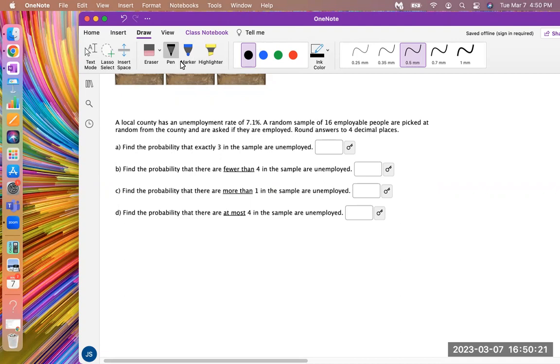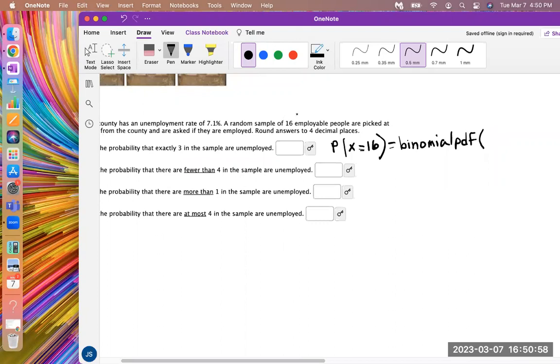So this looks like this. The notation for that looks like P, and sometimes they do X equals 16. The probability that the number of successes is equal to exactly 16. That is equal to the binomial, you use it on a calculator, it's binomial PDF. PDF is for exactly one value.